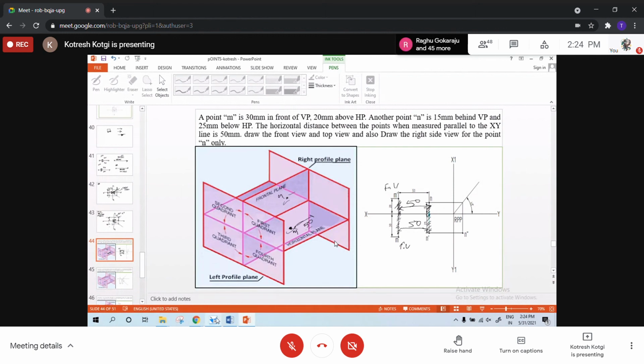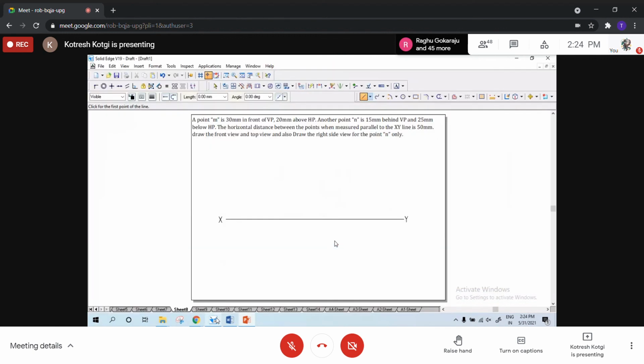Now I will draw the front view and top view of M. First I'll start with the M. So 30 mm in front of VP. Now XY line I will write. No need to mention VP and HP because there are 2 points which belong to different quadrants. You can't mention that above XY line is VP or HP particularly because there are 2 points which belong to different quadrants. Here no need to write HP VP, but just by seeing the name, we'll understand which is a front view and which is a top view, and that point belongs to which quadrant.